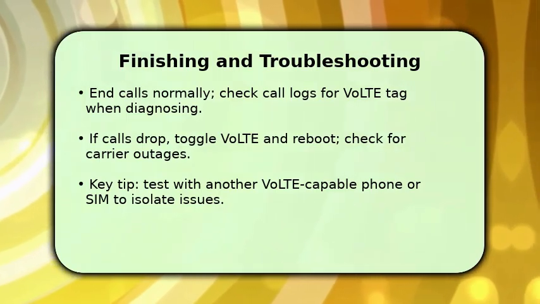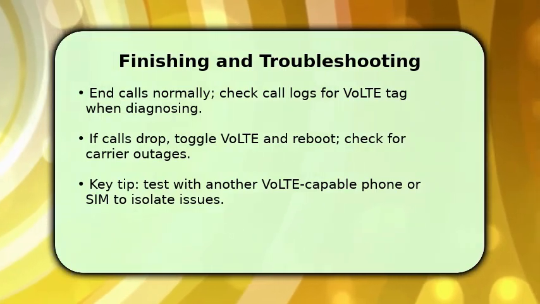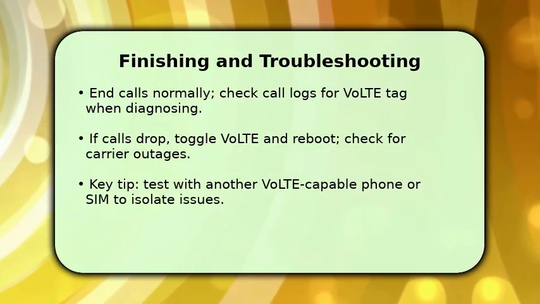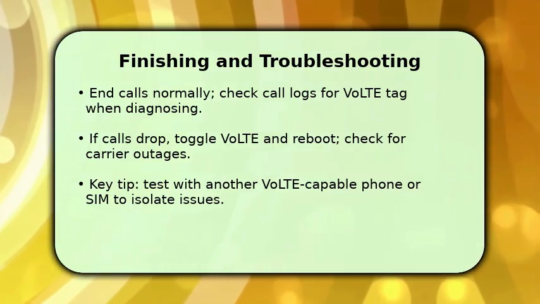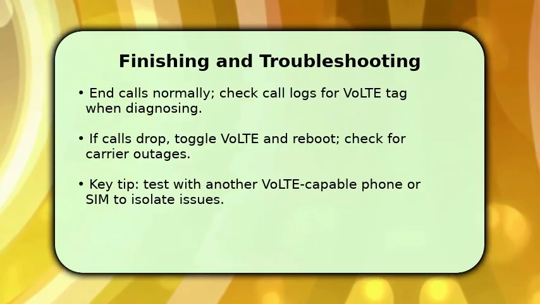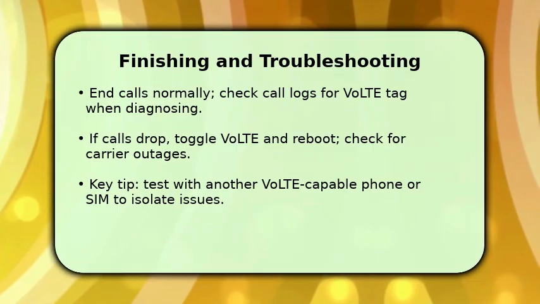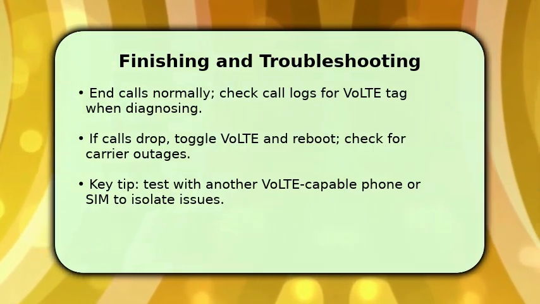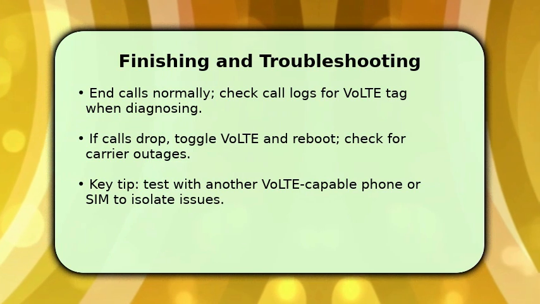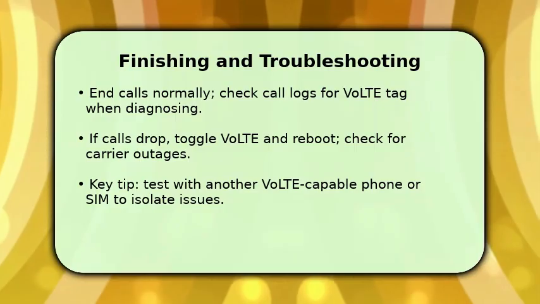If calls drop or revert to 3G, toggle the VoLTE setting off and on, reboot the phone, and reinsert the SIM to refresh carrier provisioning. Also check for known carrier outages or SIM profile updates. If problems persist, test with another VoLTE-capable phone or SIM to determine whether the issue is device, SIM, or network-related. That single test isolates the root cause quickly.